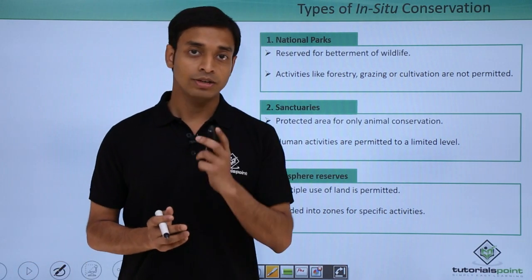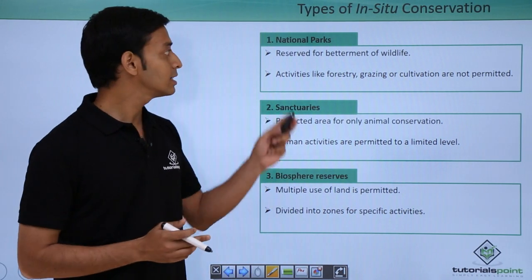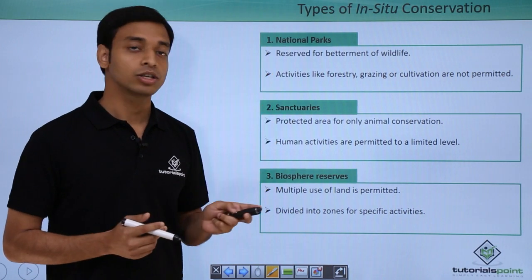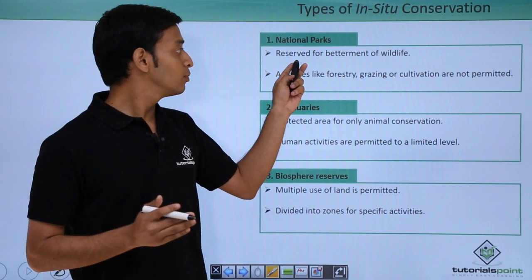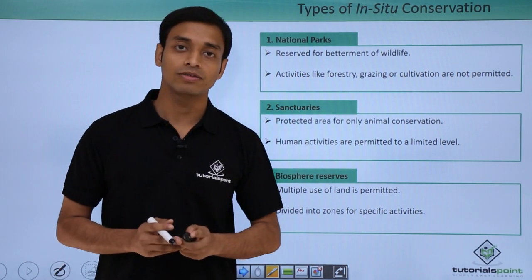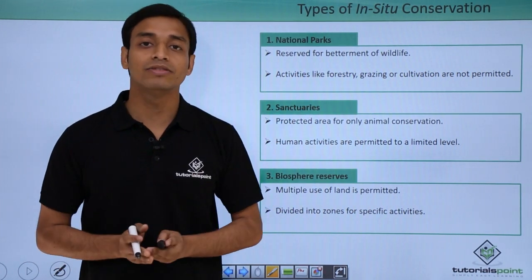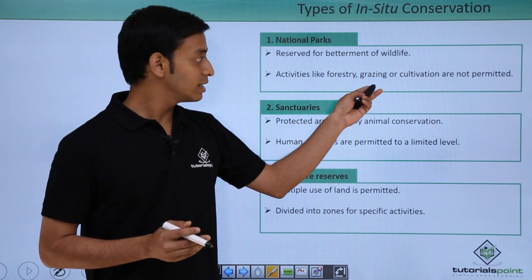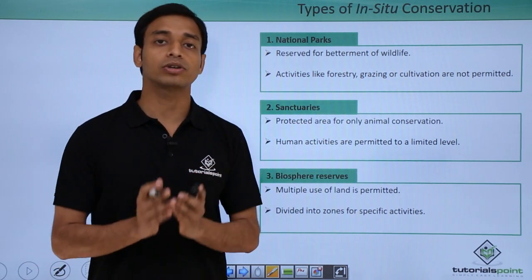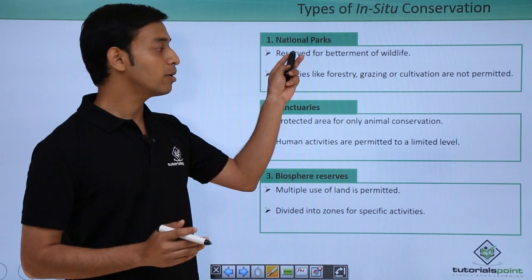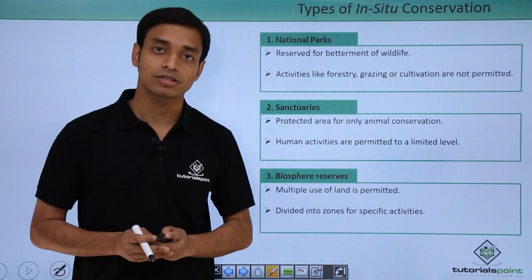Now let us look into the different types or different strategies of in-situ conservation that we have tried to adopt. The first one we have tried to develop is known as national parks. So what are these? These are actually specifically reserved for the betterment of wildlife. Here human activities like forestry, grazing, cultivation are not permitted at all. So this is a fully protected environment. So this is known as national parks.